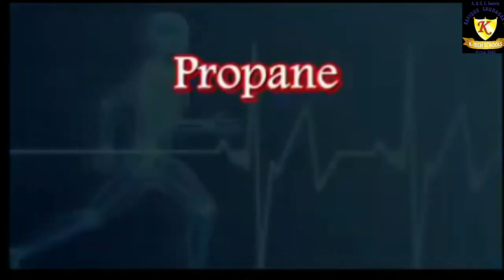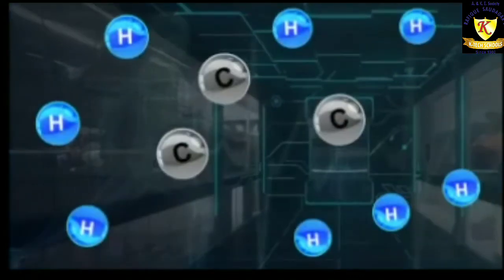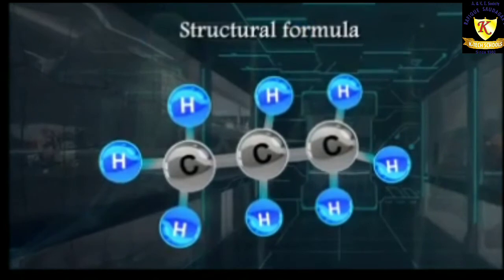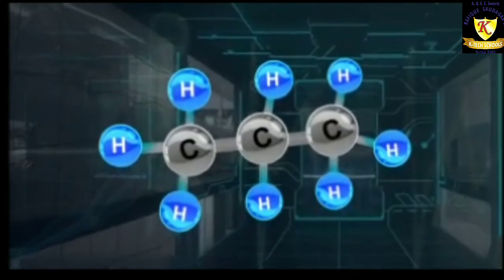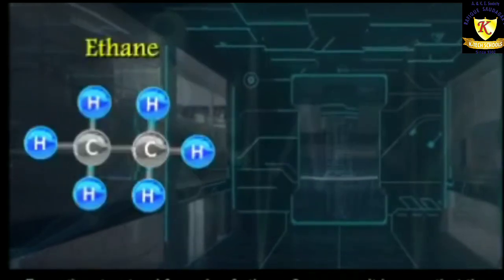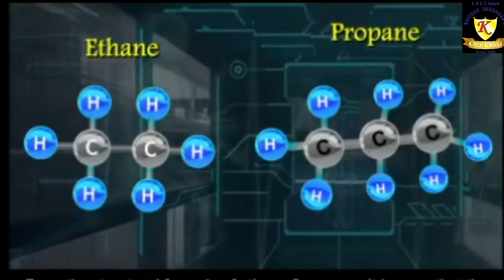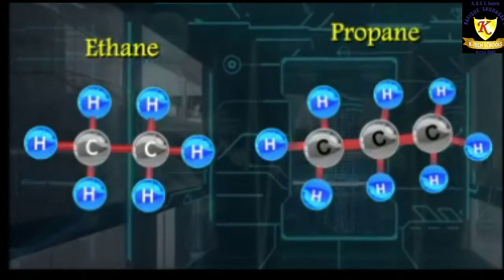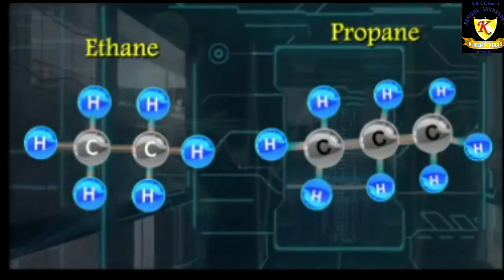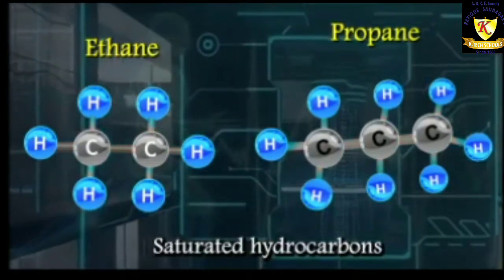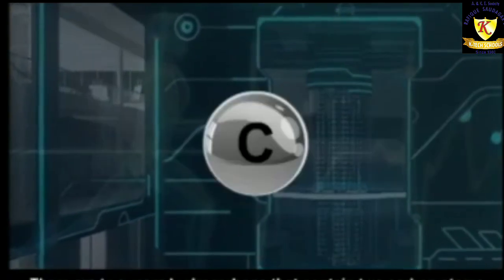Use your brain power. Molecular formula of propane is C3H8. From this, draw its structural formula. The structural formula of propane can be drawn in this way. From the structural formula of ethane and propane, it is seen that the valencies of all the atoms are satisfied by single bonds. Such compounds are called saturated compounds. Ethane and propane are saturated hydrocarbons. Saturated hydrocarbons are also called alkanes.